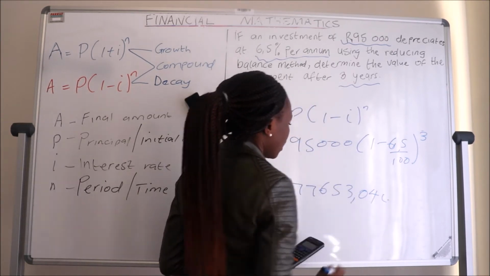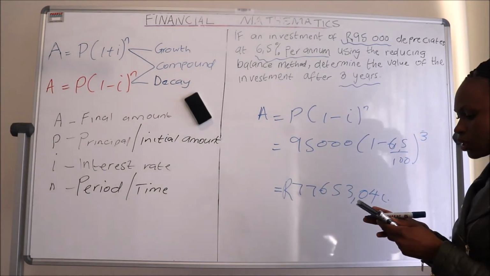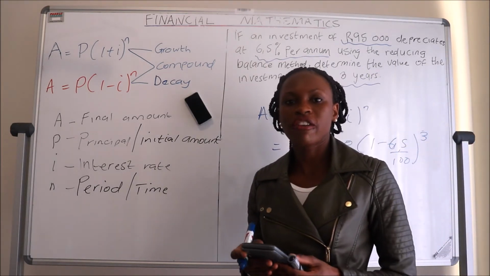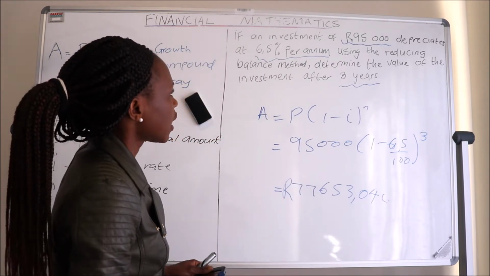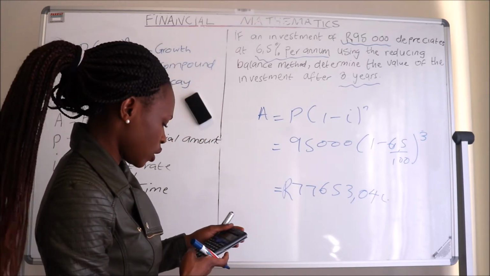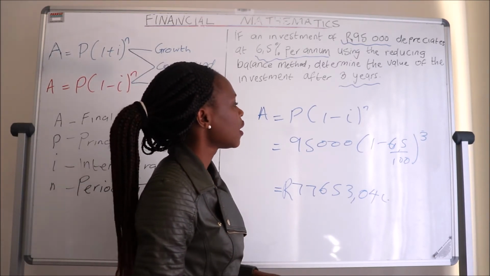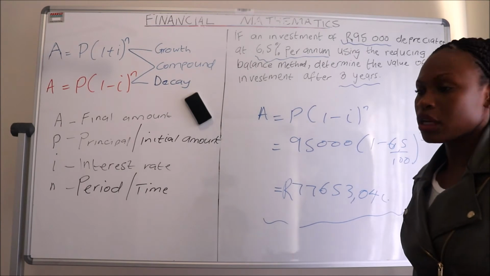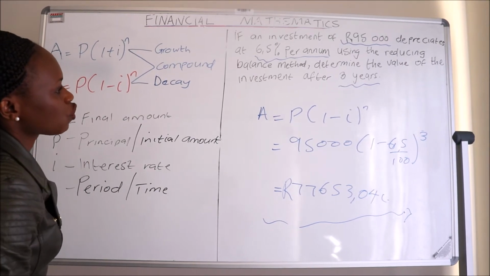This gives 77,653.04. That means this person, after a period of 3 years, would have lost 12,346.96 over the period of 3 years. So this investment was actually a loss, quite a remarkable amount, 12,346 after 3 years. It was a risk to invest in this account because at the end of the day it was a loss.